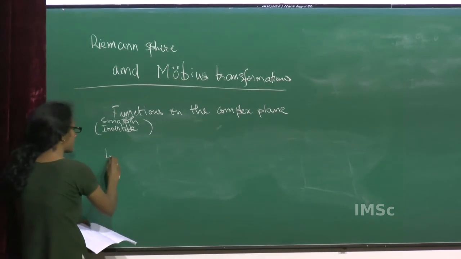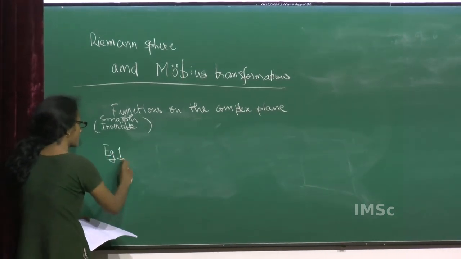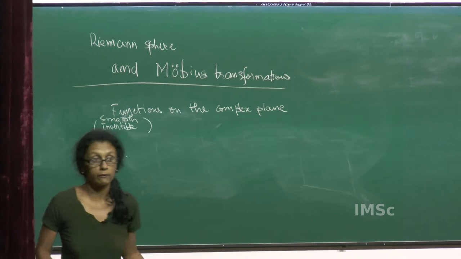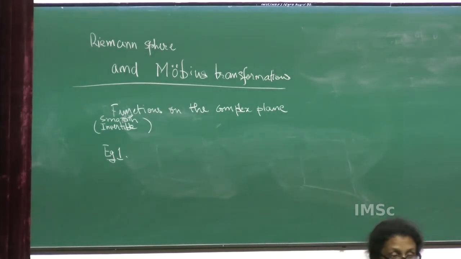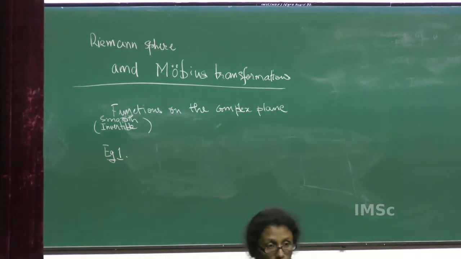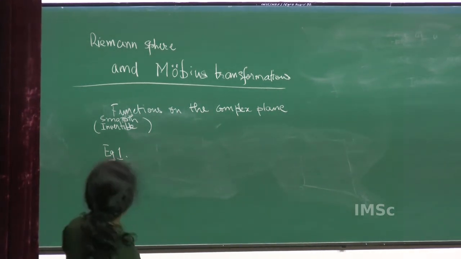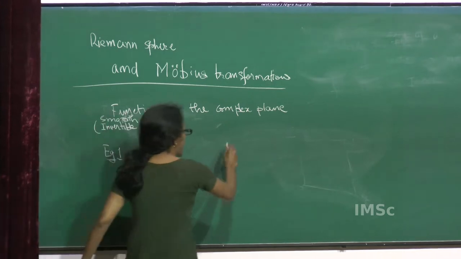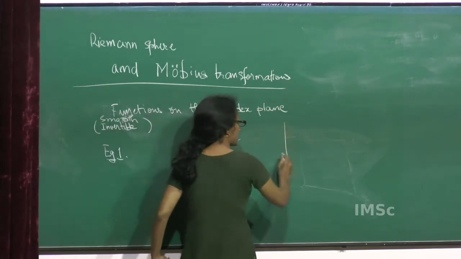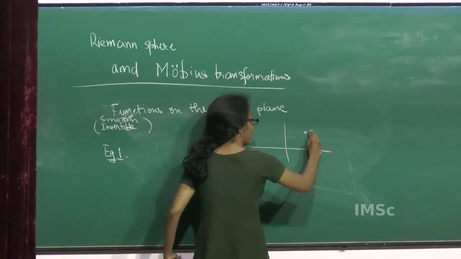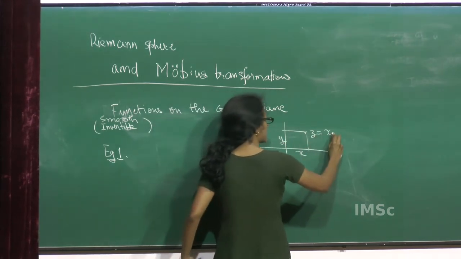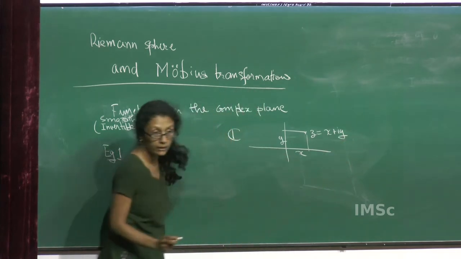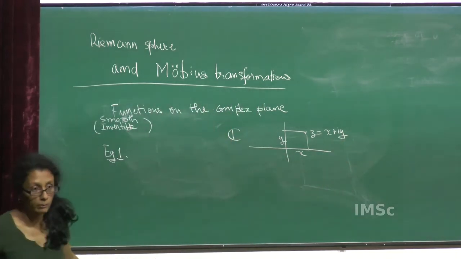So let's consider some examples. This should be okay for you even if you have not studied complex analysis. If you just remember complex numbers from whenever you studied them, that should be enough. I'm going to think of C as a plane where a point Z comes with an X and a Y coordinate, and Z is X plus iY. This is all good with everybody, right?